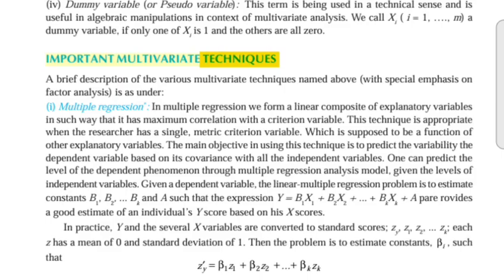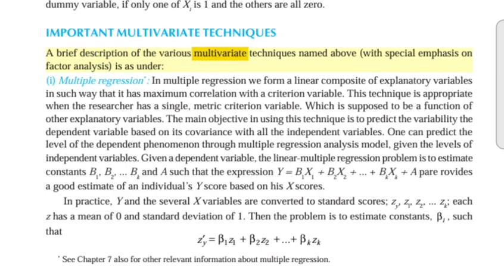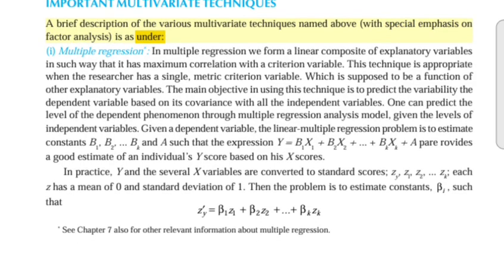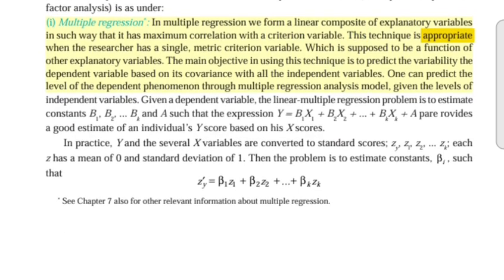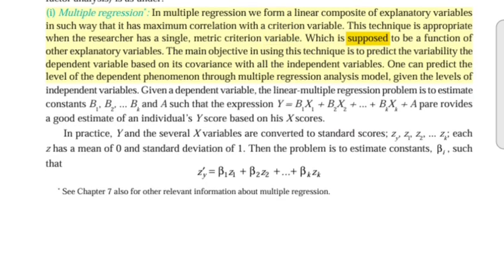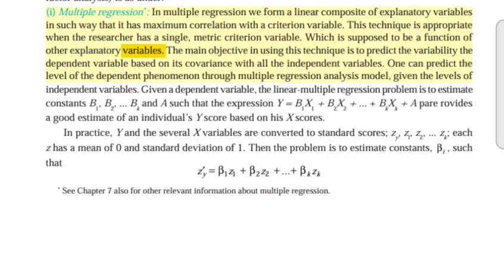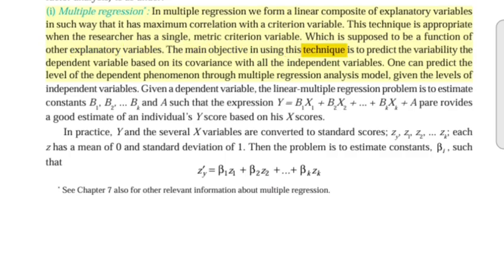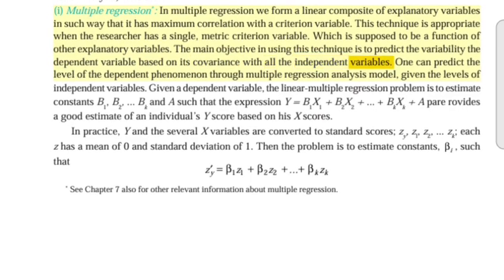Important multivariate techniques. A brief description of the various multivariate techniques named above, with special emphasis on factor analysis, is as under. Multiple regression. In multiple regression we form a linear composite of explanatory variables in such a way that it has maximum correlation with a criterion variable. This technique is appropriate when the researcher has a single, metric criterion variable, which is supposed to be a function of other explanatory variables. The main objective in using this technique is to predict the variability of the dependent variable based on its covariance with all the independent variables.